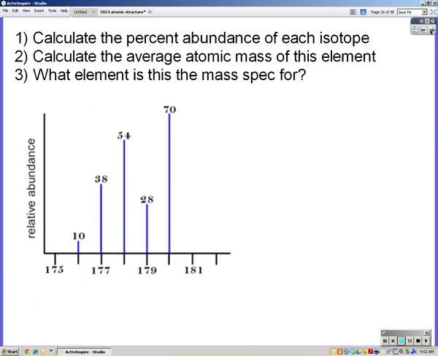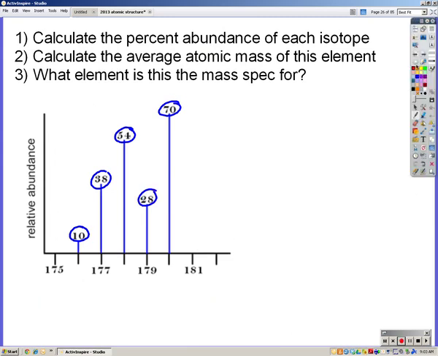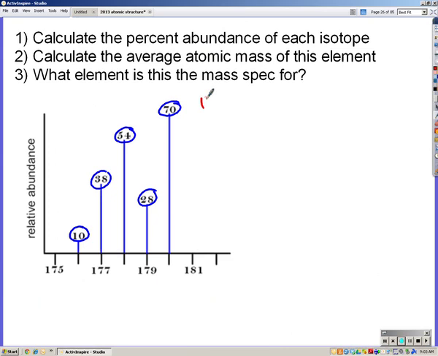Here's the other type of mass spectrometer graph that you'll need to be able to read. In this one, we have 5 isotopes, and the numbers on top do not add up to 100. Those are not the percents, but the actual number of particles. So step 1 is calculate the percent abundance for each isotope. So we have to add up all the particles to find out how many we have.